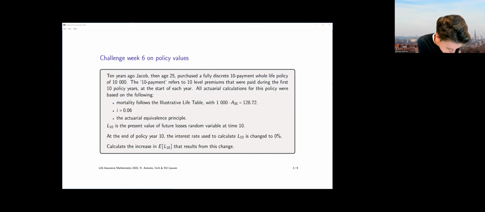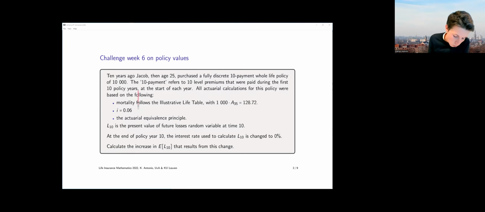So what is this question about? We have Jacob, who, 10 years ago, bought a certain product. He was age 25 back then. And what he bought was a fully discrete 10 payment whole life policy with an insured amount of 10,000 euros. If I refer to the 10 payment, it means that the product was bought with 10 level premiums, so 10 constant premiums, which were paid in the first 10 policy years, starting at time 0 up to time 9. So then you have 10 payments in total.